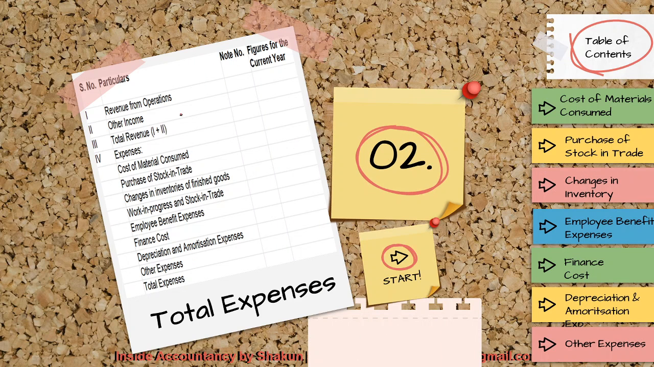Okay, so now in the format, as you can see, we have discussed revenue from operations and other income, the total of which is total revenue. Now we will be talking about the various expenses. What are those expenses? Cost of materials consumed, purchase of stock in trade, changes in inventory, employee benefit expenses, finance cost, depreciation, amortization, and other expenses. We will be taking each one by one.